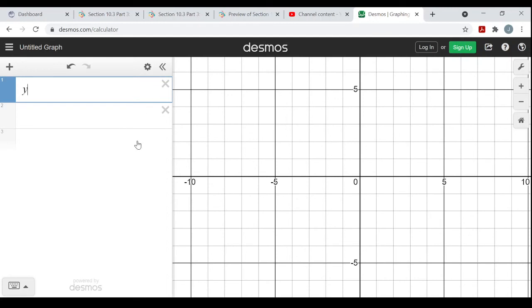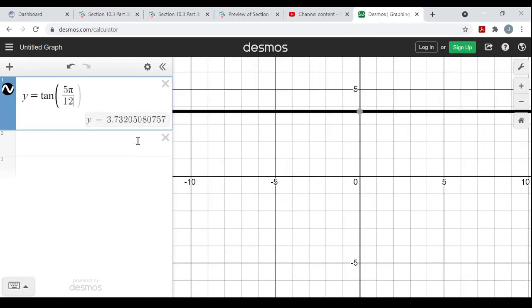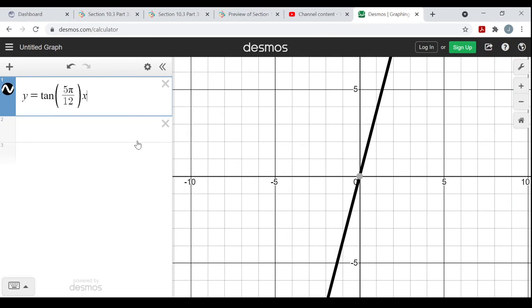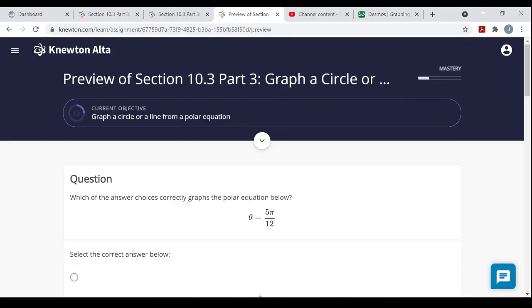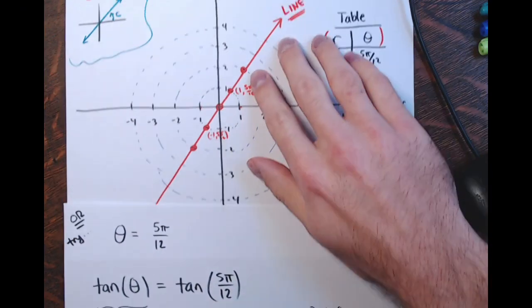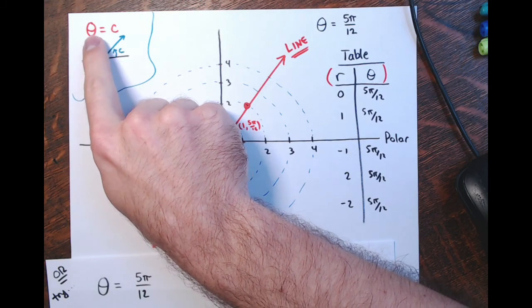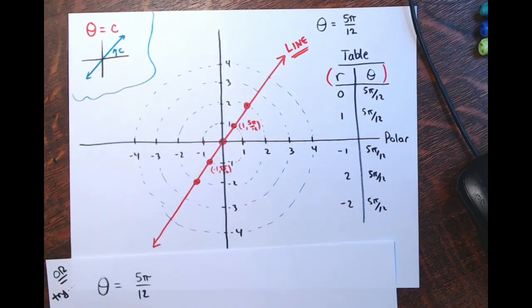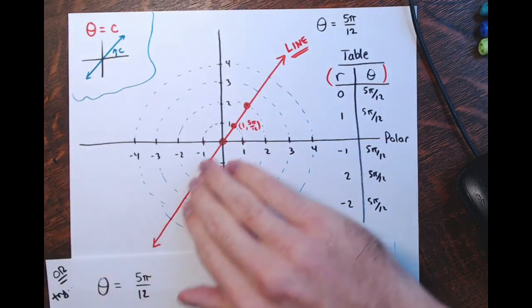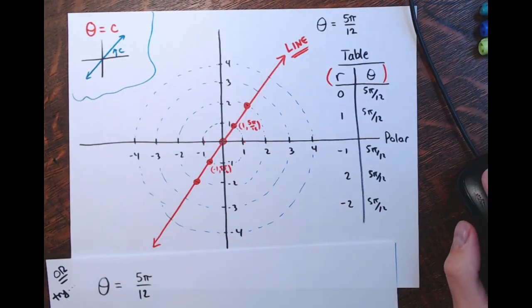But let me type in that rectangular equation. y equals the tangent of 5π/12 times x. And there's that line. This is the rectangular version of that equation. But you see it as a line with a positive slope going through the origin, like I said, like I had here. So you can't graph it on Desmos, unfortunately, theta equals whatever, but it's an easy one. Theta equals a constant will be a line through the origin. Very simple.